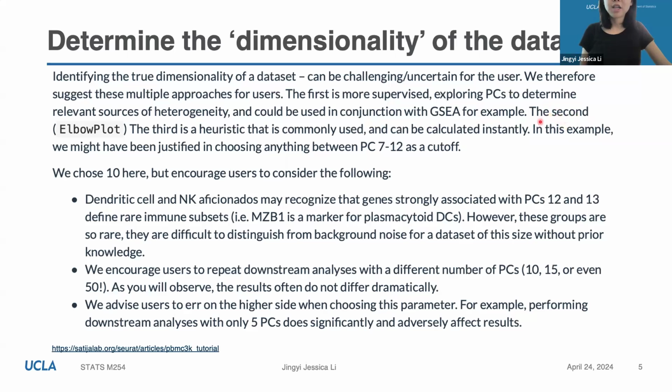Thank you for the nice discussion. The second, elbow plot. I think there's a typo in the website. The second and third, I think they both refer to elbow plot, because the second one just stops here. Second, elbow plot, no more. The third is a heuristic that's commonly used and can be calculated instantly. In this example, we might have been justified in choosing anything between PC 7 and 12 as a cutoff. So I think this heuristic is for the elbow plot, and that's why I think it's for the same point.